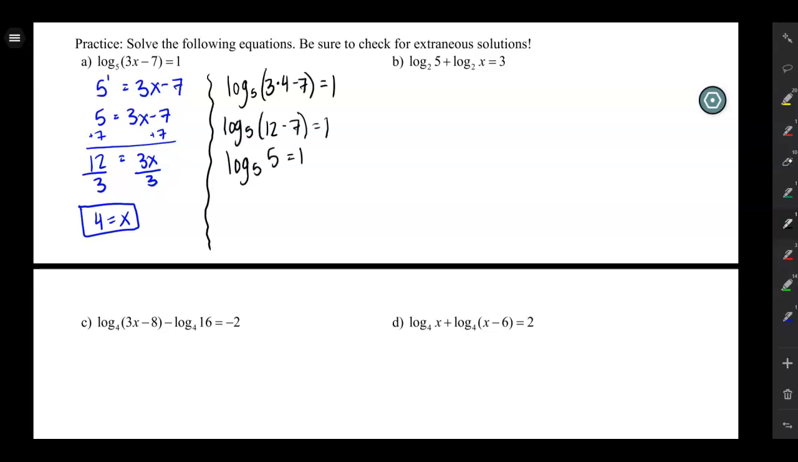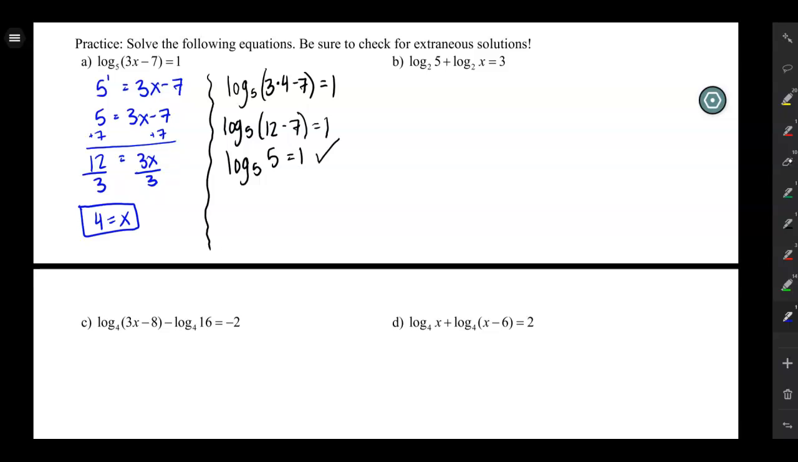So in this case, I know that log base 5 of 5 is equal to 1. That's one of my log properties. So in addition to checking for extraneous solutions, you're also checking to make sure that you didn't make a mistake when you were solving. All right, let's go ahead and jump to the next problem, example B.